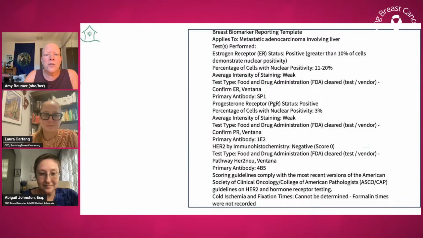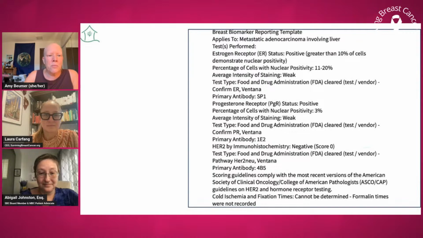And then we get HER2 by immunohistochemistry, negative, score of 0, right? So I was initially HER2 low, and ever since I've been metastatic, the cancer has been a HER2 0. And then again, there's more information at the bottom, just telling you more about the test.